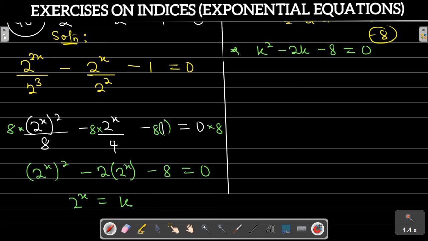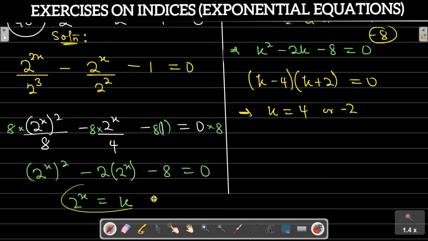Okay, so we will then open our 2 brackets, bring in our k, then attach minus 4, bring in another k, attach plus 2, and that will be equal to 0. So that means that our k is equal to 4, or equal to what? Minus 2. Okay, so now recall that our k here is equal to 2 raised to the power of x.